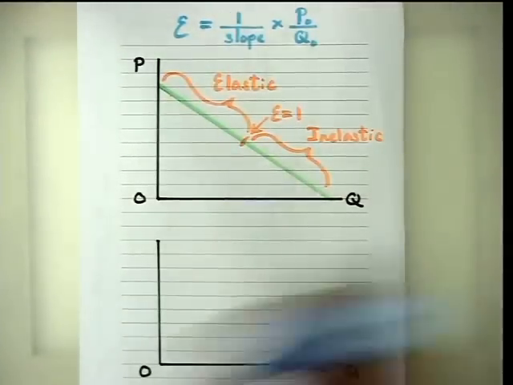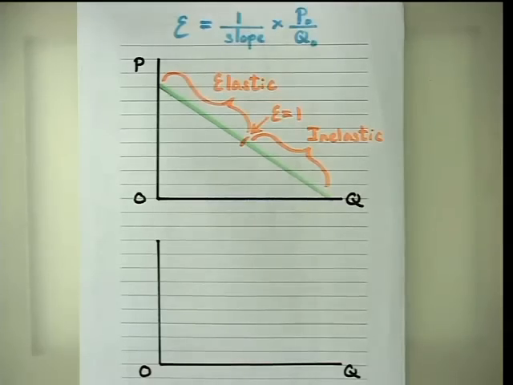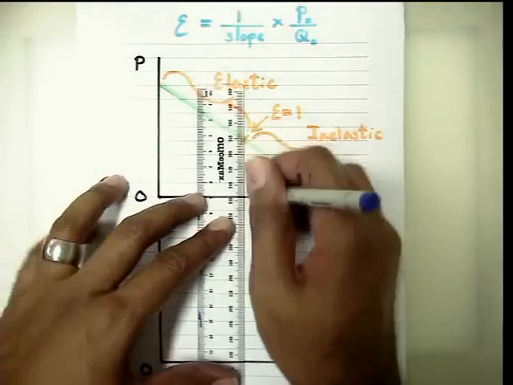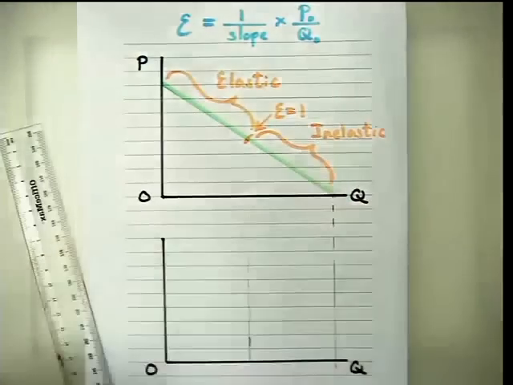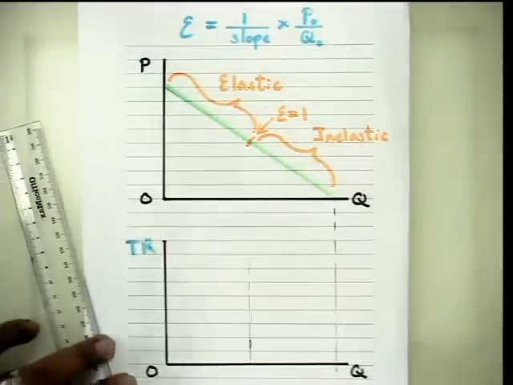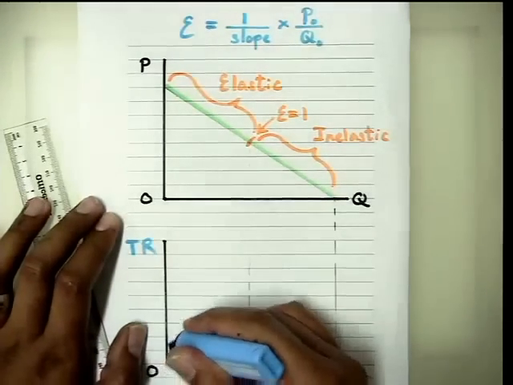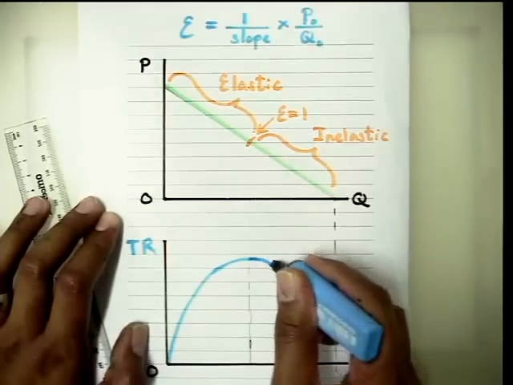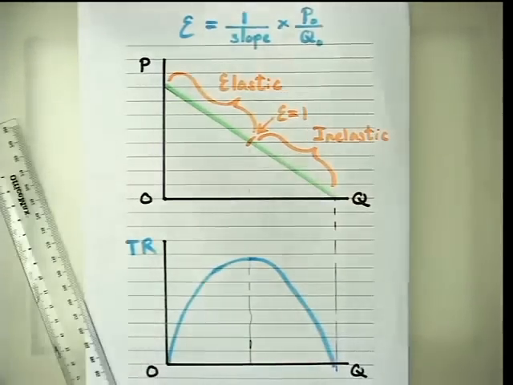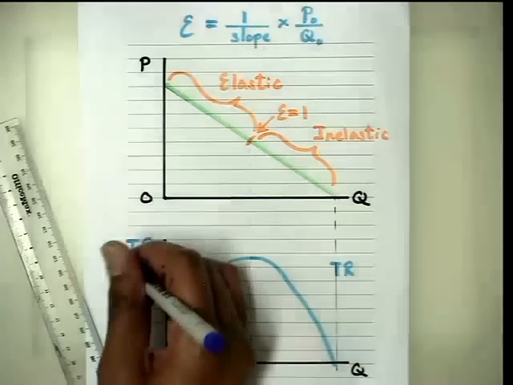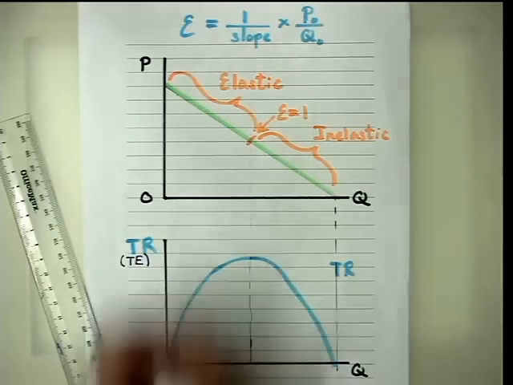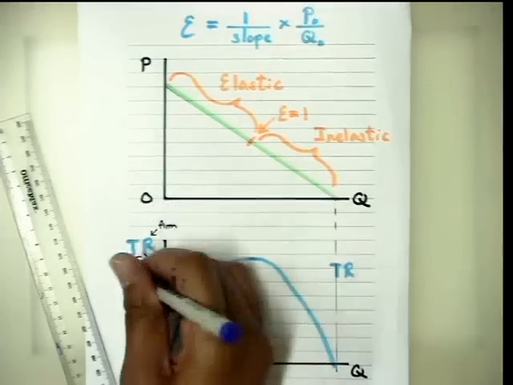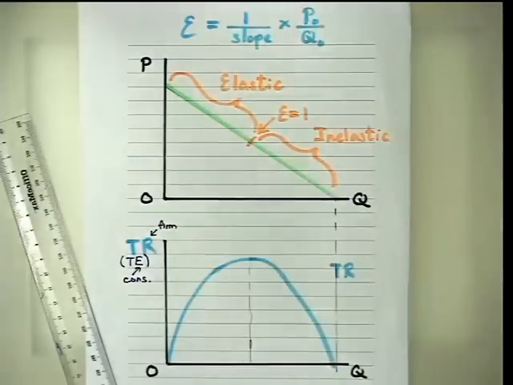What am I going to draw underneath? Total revenue. What do we know about total revenue? The biggest total revenue is in the middle of the demand curve, where elasticity equals 1. You can call it total revenue. You can also call it total expenditure. Revenue is from the firm's point of view. Expenditure is from the consumer's point of view.